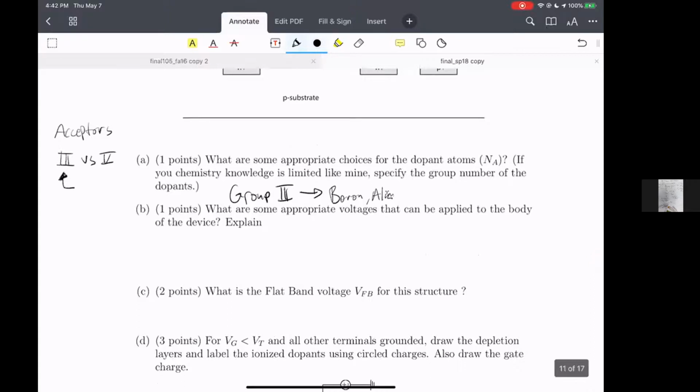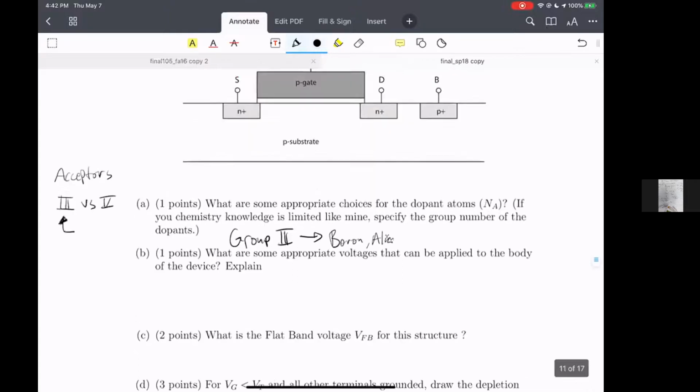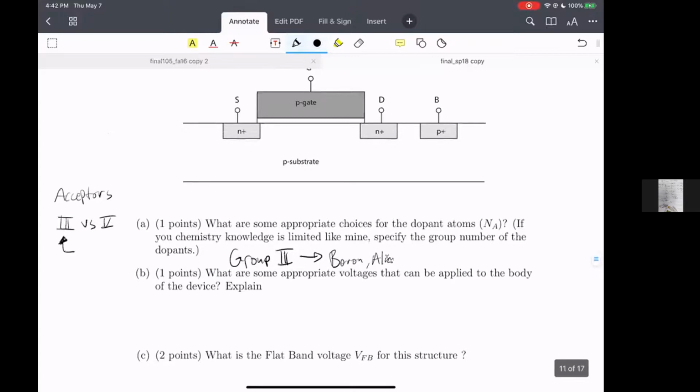What are some appropriate values for the body of the device? There is one thing you want to be concerned about when we're talking about the body, and it has to do with this parasitic diode that you have here. You want to make sure VB is most negative, and vice versa for the PMOS. That's just because you don't want this to be forward biased.